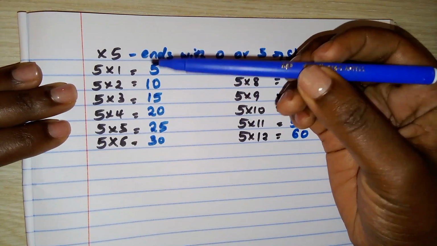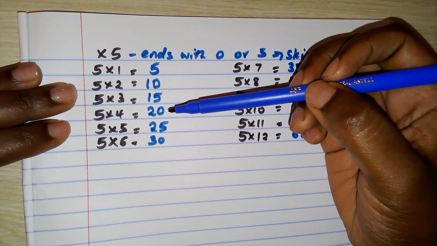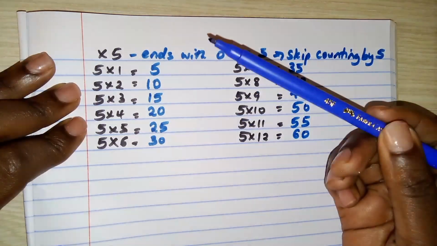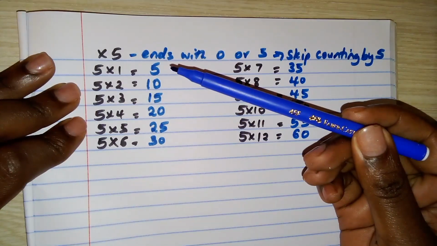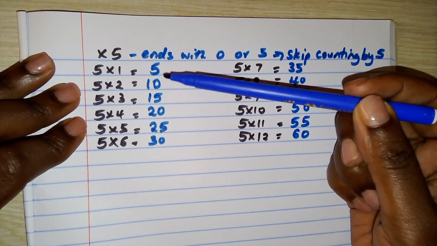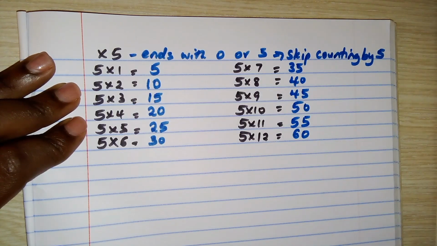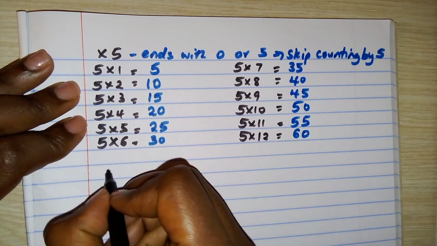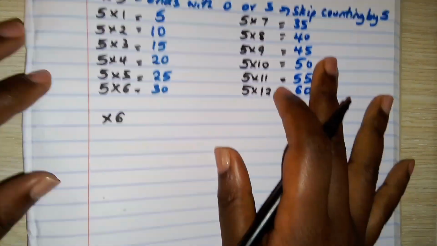So it will always end with a 5 or a 0, 5, 0, 5, 0. And that's how you know the divisibility test of 5. It will always end with a 5 or a 0, like that. Okay, let's go to the next times table. We have times 6.